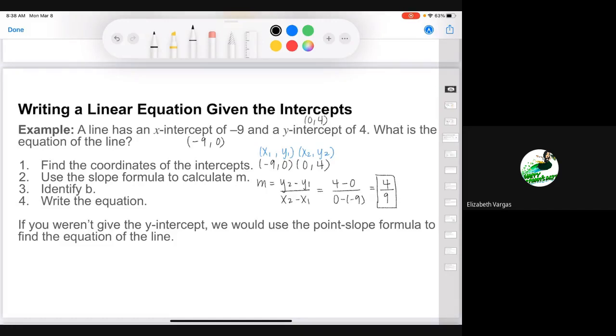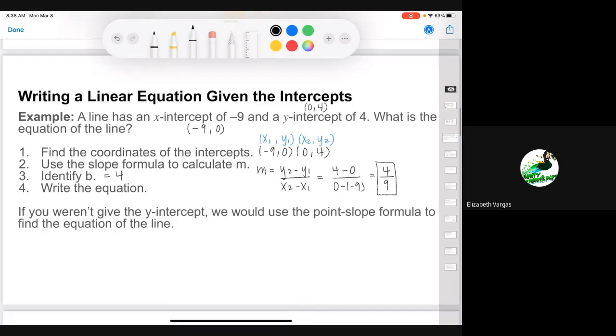And I'm given my y-intercept here already as 4. So that's super easy. My b is 4, right? B is y-intercept. Y-intercept is 4. Now I write the equation.